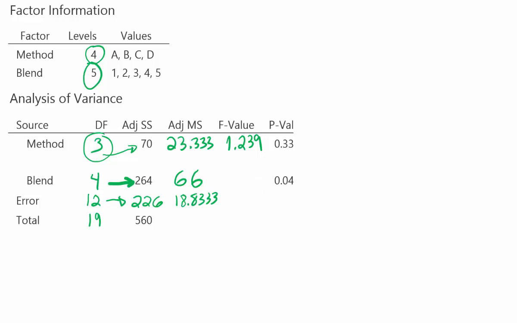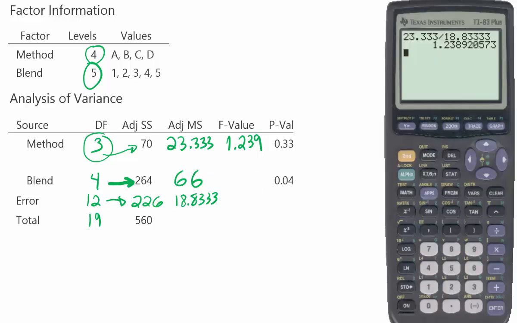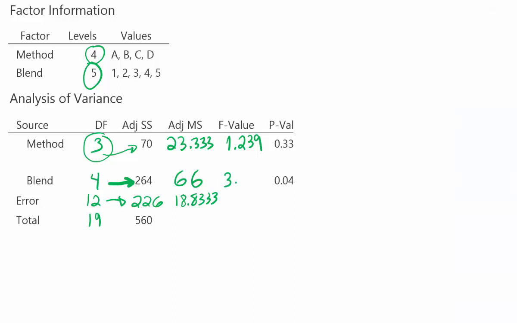Let's do the same for the MSE into MSB to get the block test stat. So we'll have 66 divided by 18.8333, and you get 3.504.